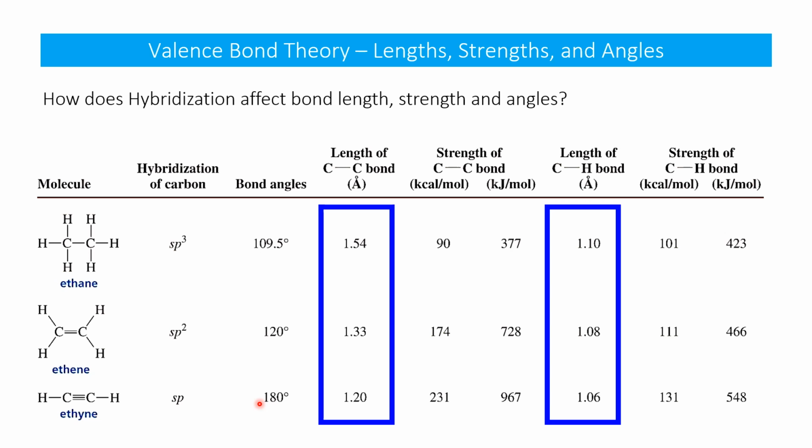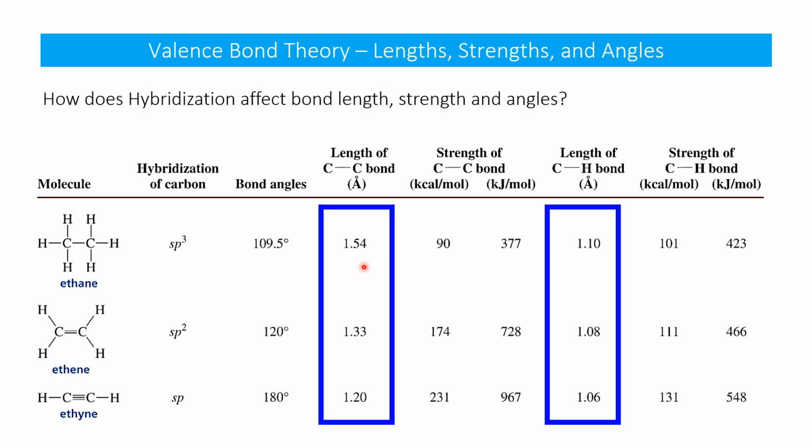Now realize this, the more s character you have in a molecule, the more efficient the overlap is. So in this case, the 2 carbons are sp hybridized, and so the sp-sp hybrid overlap realizes an efficient 1.2 Angstrom in length. It's much shorter compared to the sp3 hybrid overlap that's present in the carbon-carbon bond of ethane.